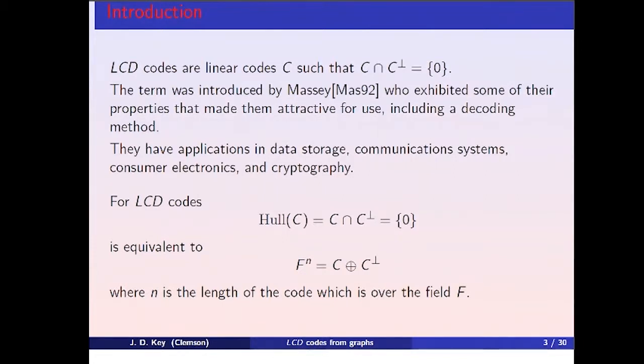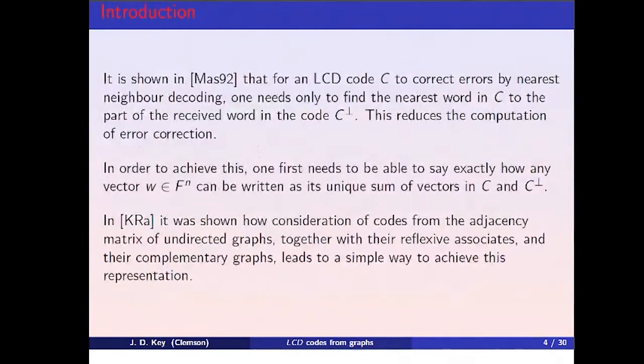But here, if you've got the hull 0, then it's equivalent to the space being a direct sum of C and C perp. And always I'm talking about codes over finite fields. These are finite spaces. So what was the interest in these things?